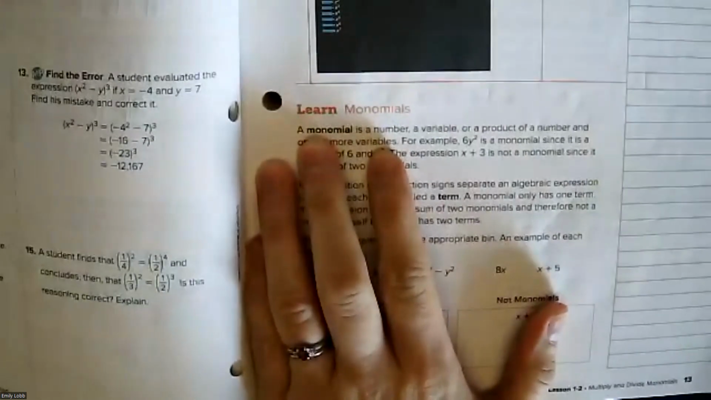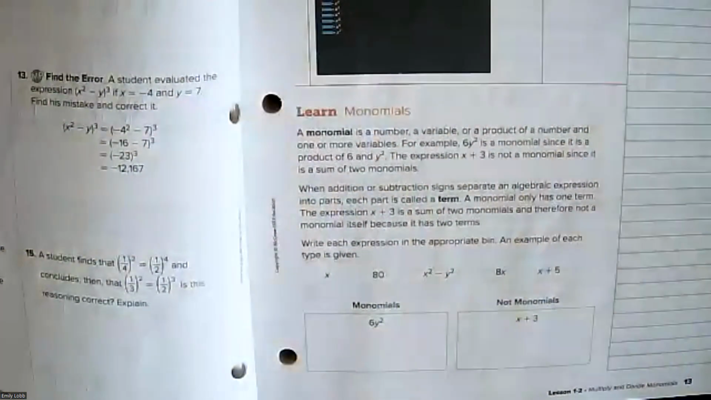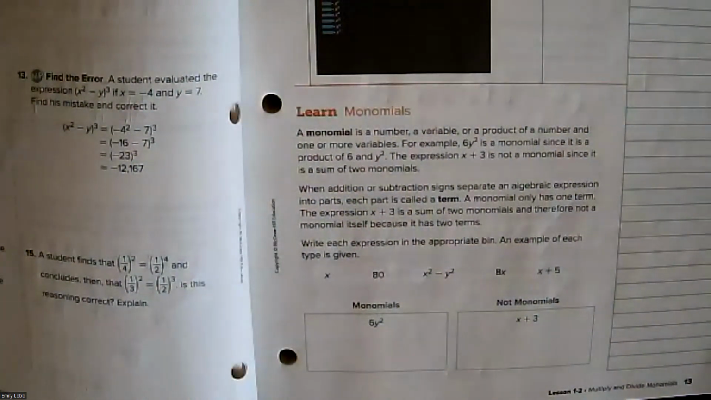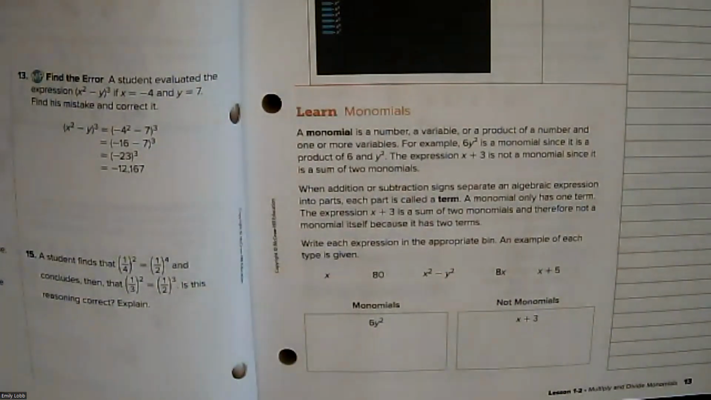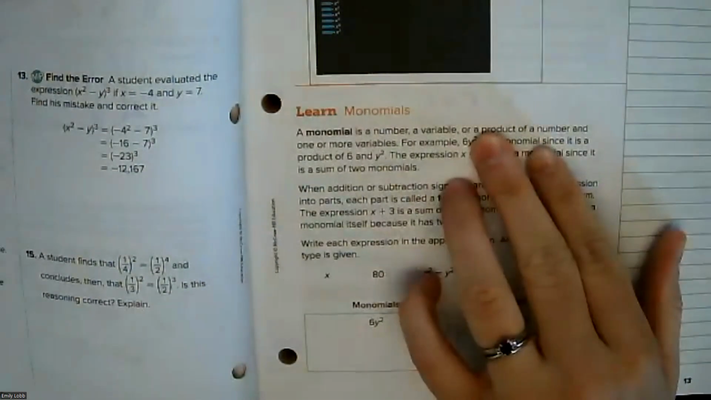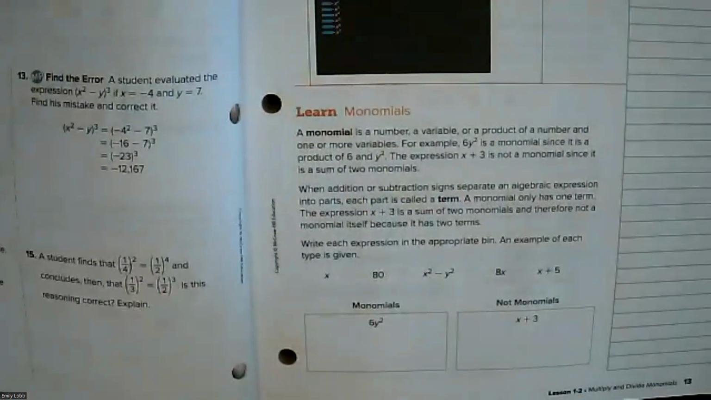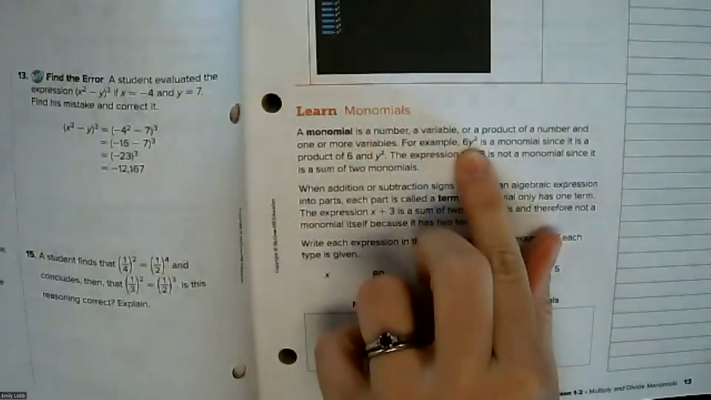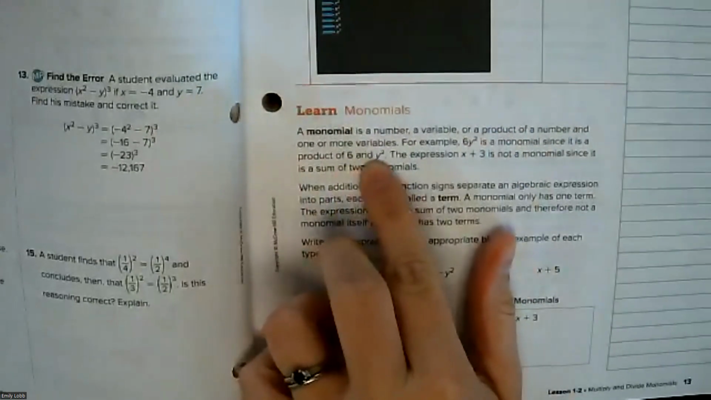A monomial is a number, a variable. Remember, that's like a letter, like we just had a base of x. Or a product of a number and one or more variables. For example, 6y squared is a monomial since it is a product of 6 and y squared.